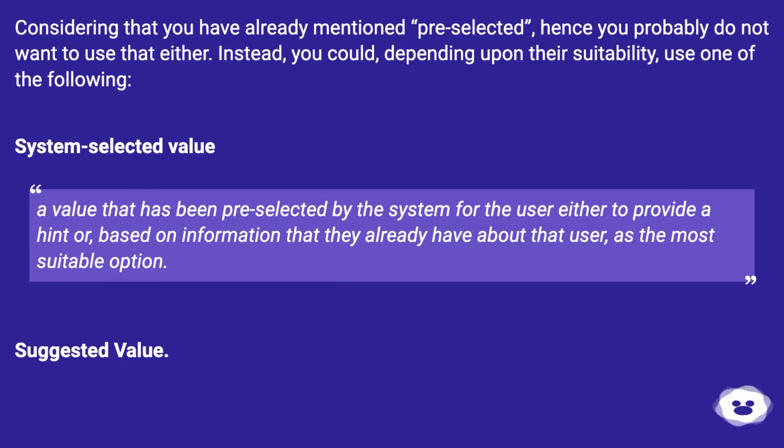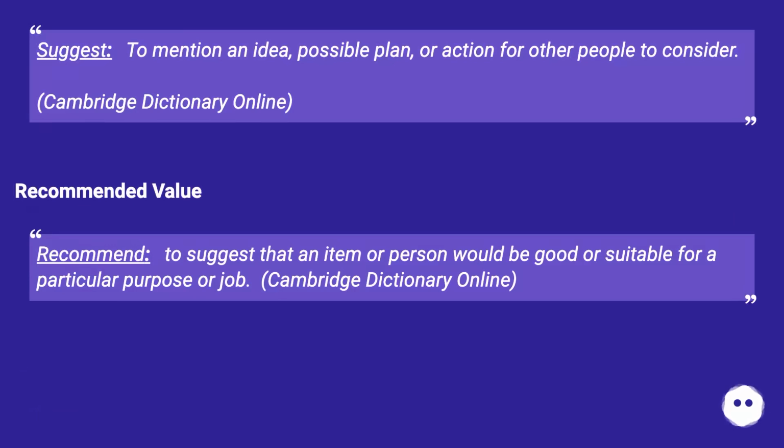Considering that you have already mentioned preselected, you probably do not want to use that either. Instead, you could, depending upon their suitability, use one of the following. System selected value: a value that has been preselected by the system for the user either to provide a hint or, based on information that they already have about that user, as the most suitable option. Suggested value.